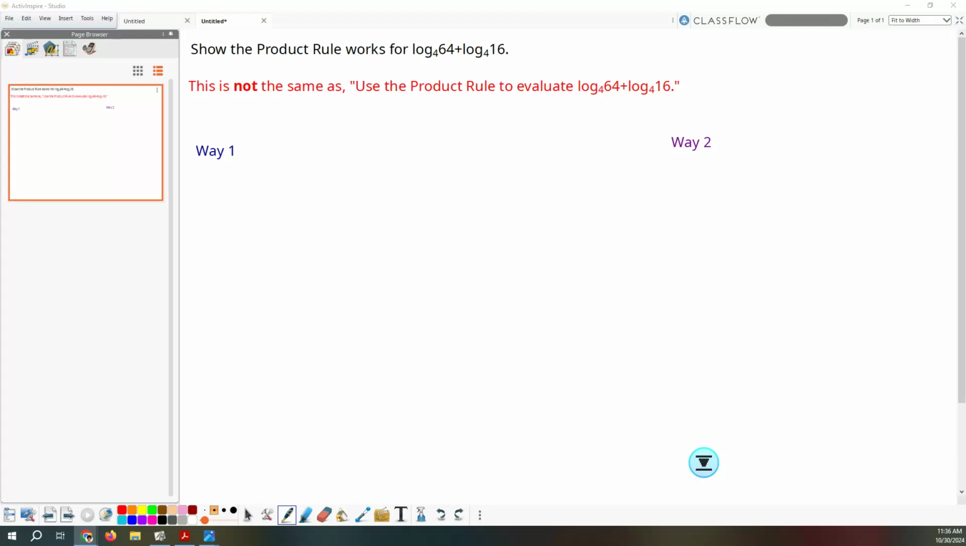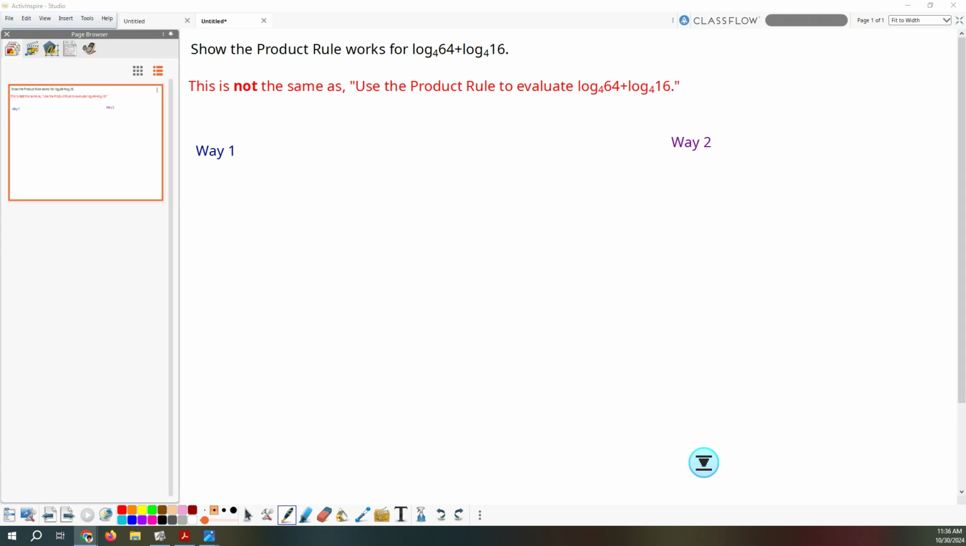I'm going to show you how to do a problem that's similar to a problem that's on your Unit 10 test. This problem says show the product rule works for the log base 4 of 64 plus the log base 4 of 16. Note that this is not the same as saying use the product rule to evaluate log base 4 of 64 plus log base 4 of 16.